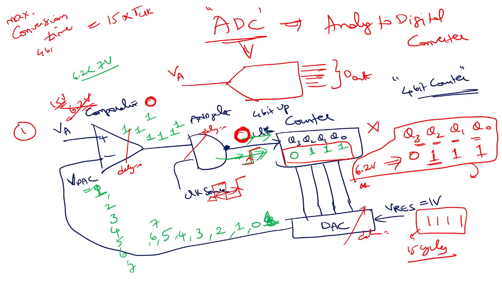Since it is 4 bit, if it is n bit, 15 means 2 power 4 minus 1. N bit means 2 power n minus 1 into T clock.